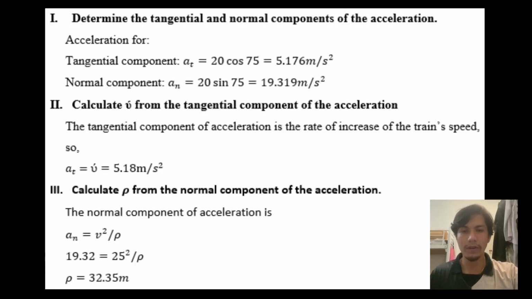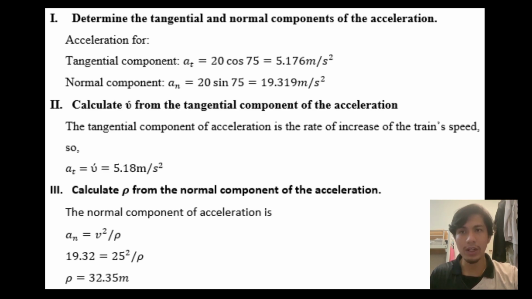After drawing the FBD, the first step for this question is to determine the tangential and normal components of the acceleration. The tangential component, At, equals 20 cos 75, which equals 5.176 meters per second squared. And for the normal component, An, equals 20 sin 75, which equals 19.319 meters per second squared.